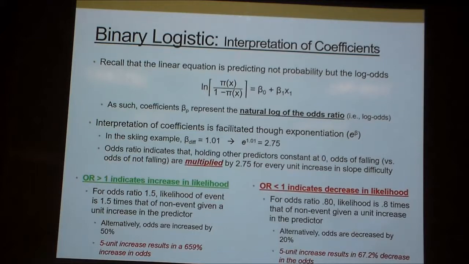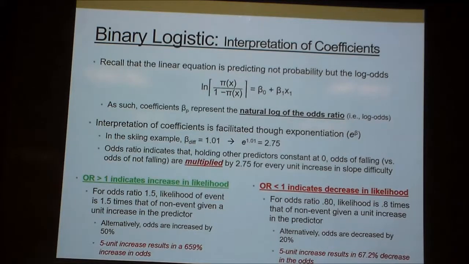Okay. Same thing, if the odds ratio is less than 1, this indicates a reduction in the odds or decreased likelihood. So for example, we've got an odds ratio of 0.8. You want to be careful as you're interpreting this. You would say the likelihood is 0.8 times that of a non-event, given an increase in your predictor. What you don't want to say is that it represents a 0.8 times decrease, because it's already an odds ratio less than 1.